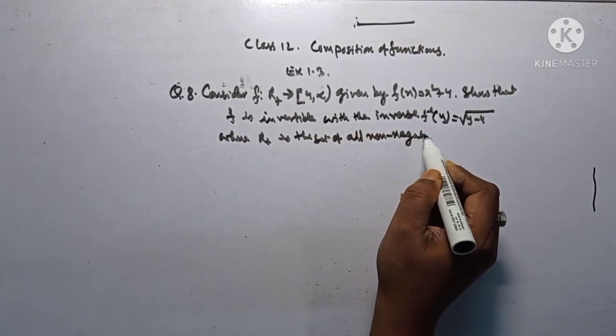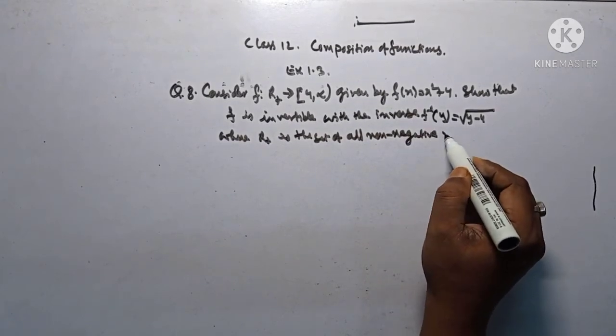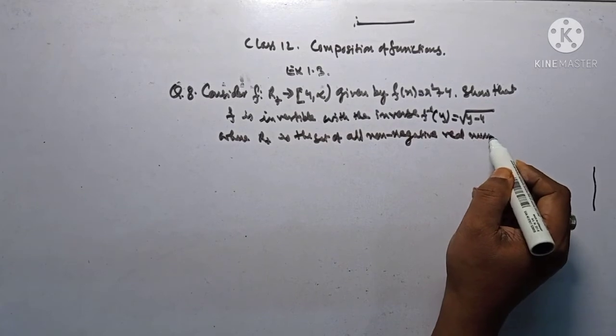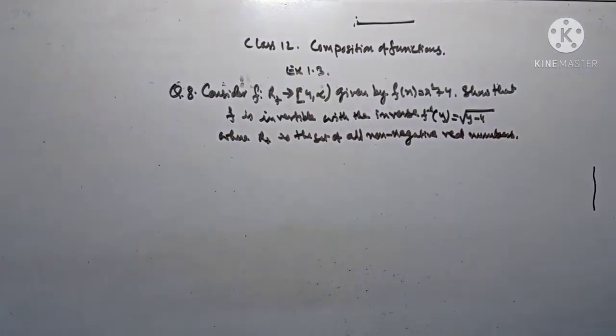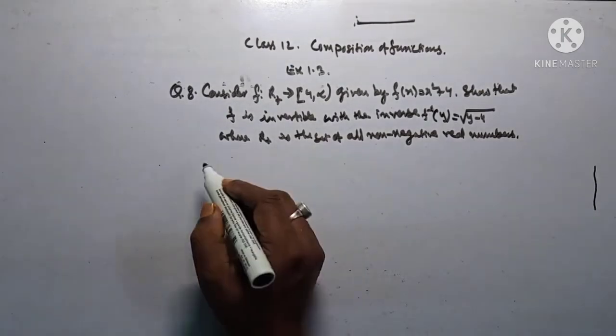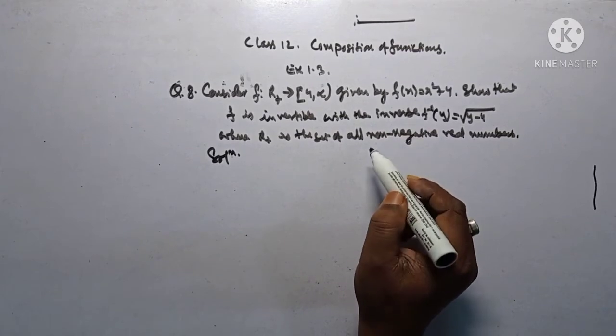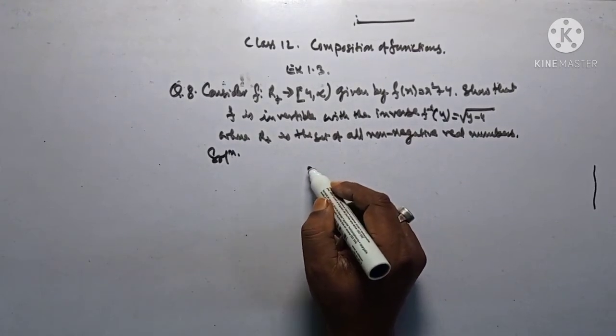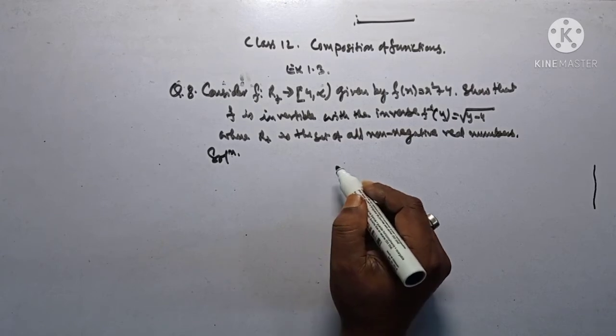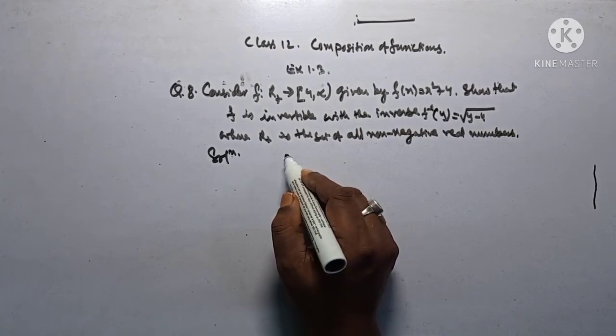where R plus is the set of all non-negative real numbers. This is f inverse y. You have to find out, and we have to also show that this is invertible. So there are two ways which you can show that this is invertible. Solution: first you can prove that it is 1-1 and onto function.